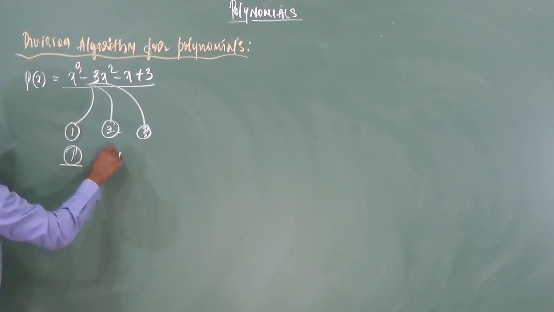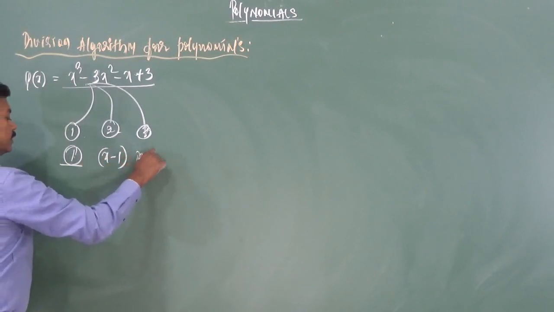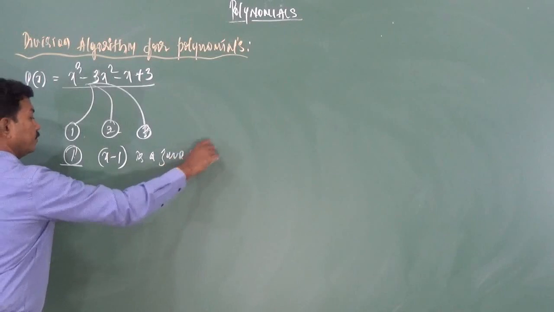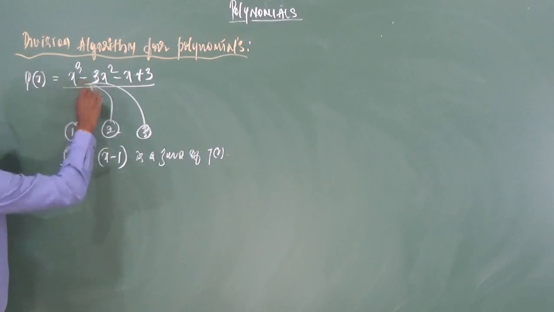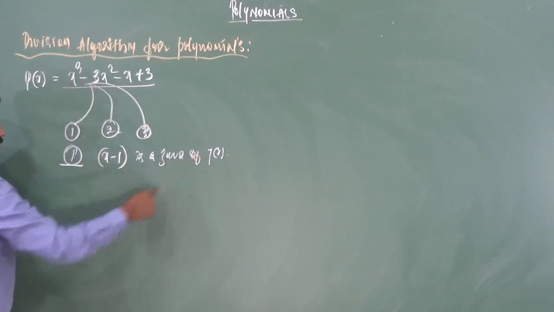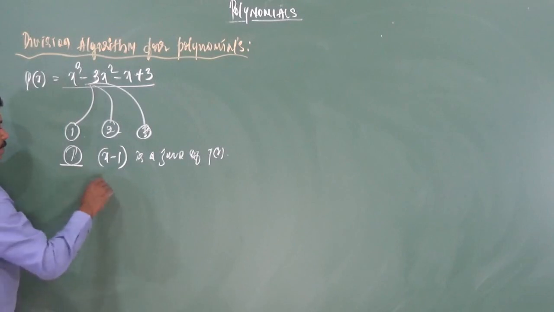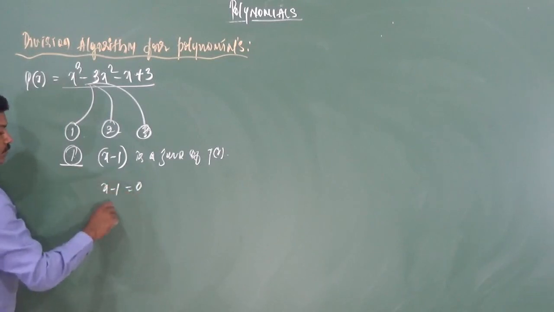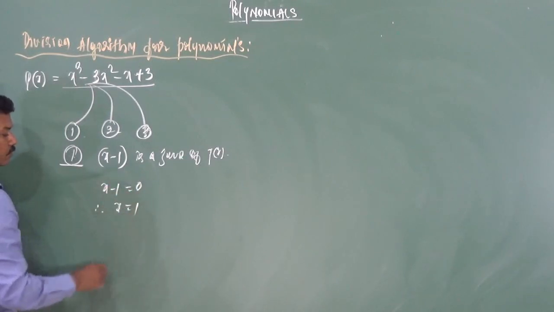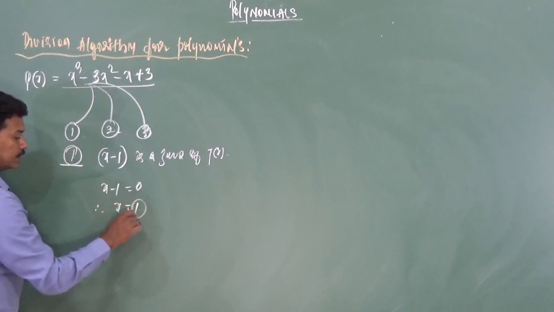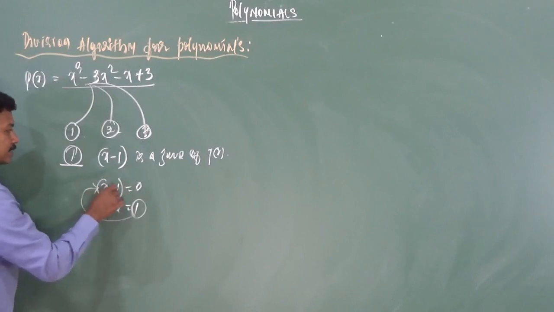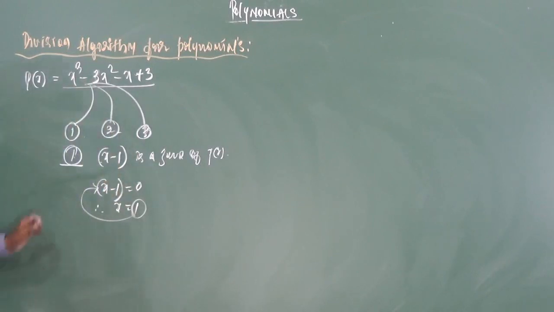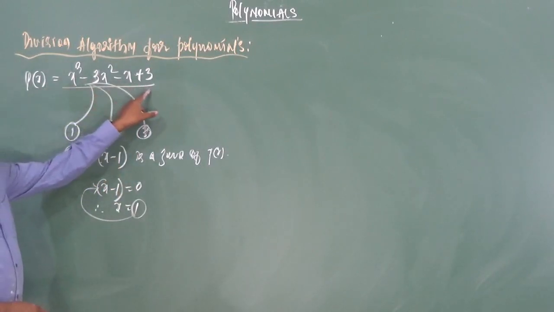So, if 1 is a zero of this polynomial, 100% this can be taken as x minus 1 is a factor of p of x. So, if I tell you 1 is the zero of this polynomial, then x minus 1 is the zero of p of x, because if x minus 1 is equal to 0, then x becomes equal to 1. So, when I give you 1 as the zero of this polynomial, you should take this expression as a zero of this polynomial.